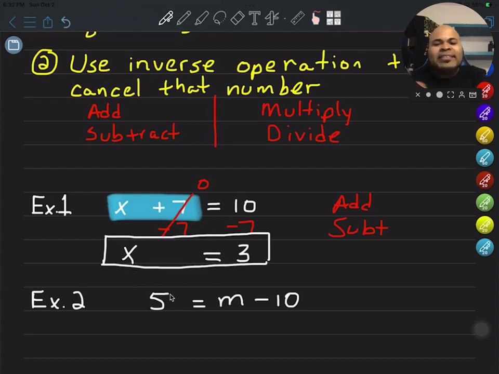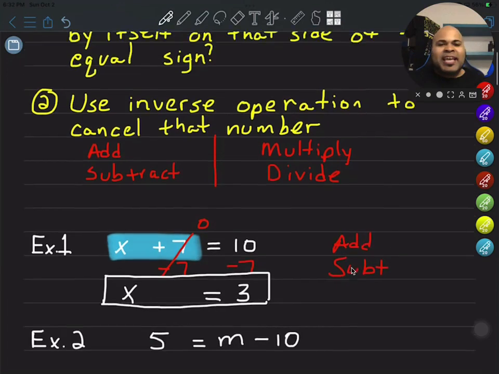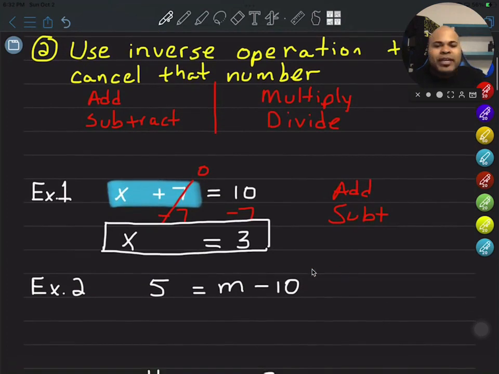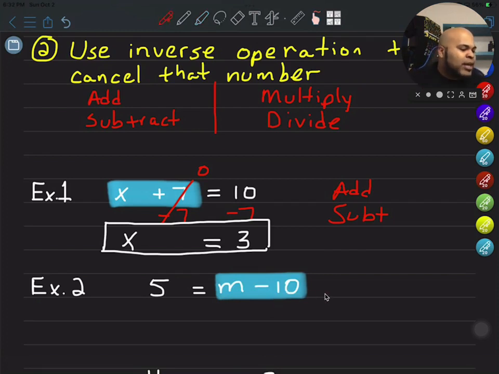Example 2, same idea. We follow exactly the same pattern, right? Why is the variable not by itself on that side of the equal sign? So this time the variable is on the right-hand side. So I don't care about anything on the left-hand side. I only look at the right-hand side. And I notice that m is not by itself because it's being subtracted by 10. So the inverse operation is to add 10.